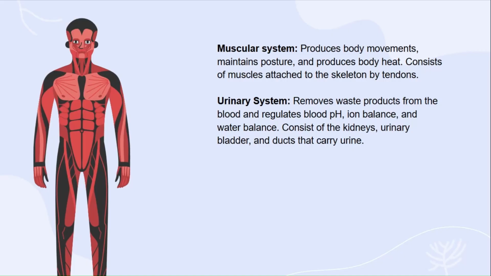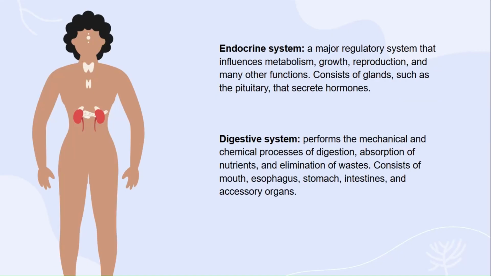It regulates blood pH, iron balance, and water balance. And it consists of the kidneys, urinary bladder, and ducts that carry urine. Next is the endocrine system, which is a major regulatory system that influences metabolism, growth, reproduction, and many other functions. It consists of the glands such as the pituitary that secretes hormones.